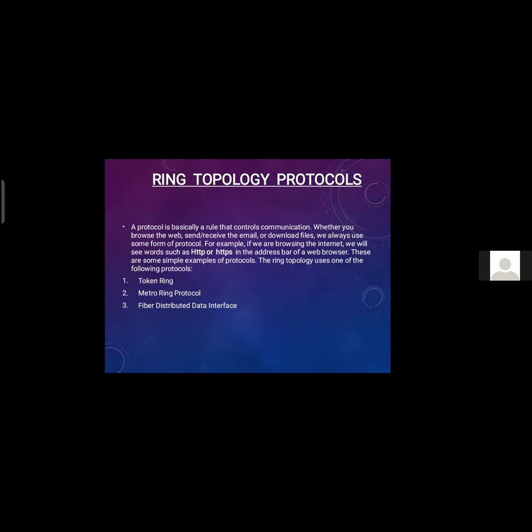Ring topology protocols. A protocol is basically a rule that controls communication. Whether you browse the web, receive email, or download a file, we always use some form of protocol. For example, if we are browsing the internet, we will see words such as HTTP or HTTPS in the address bar of a web browser. These are some simple examples of protocols. The ring topology uses one of the following protocols: token ring, metro ring protocol, fiber distributed data interface.